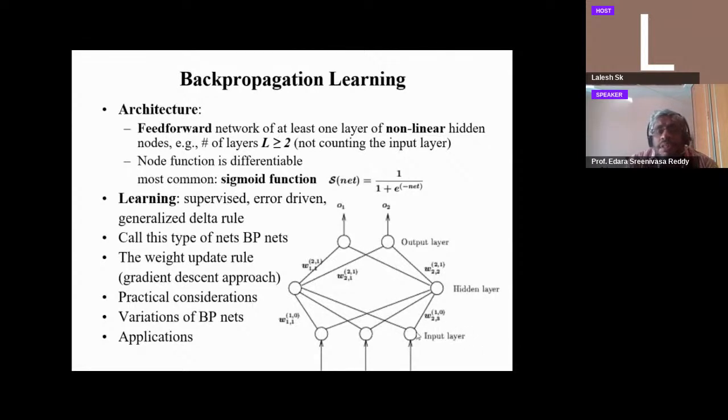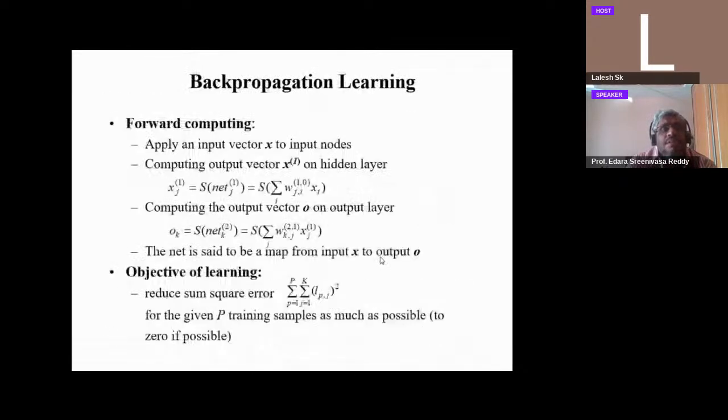2,3 is the third node in the input layer to the second node in the hidden layer. Be aware of these notations. Then it is very clear. If the notations are clear, the architecture is also clear.